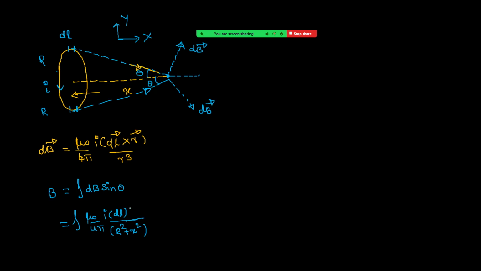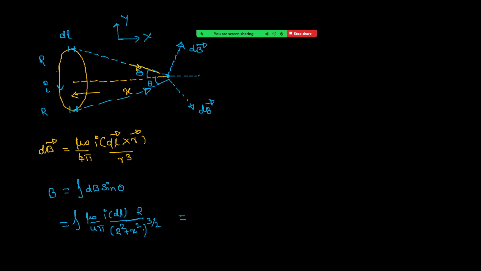Next, between dl bar and r bar, the angle is 90, so it is sin 90. Next, into sin theta. Sin theta equals opposite by hypotenuse. Opposite is now R. Hypotenuse is this length, which is equal to root of R square plus X square. So it becomes power 3 by 2: already having power 1, now writing root of R square plus X square, it becomes power 3 by 2.